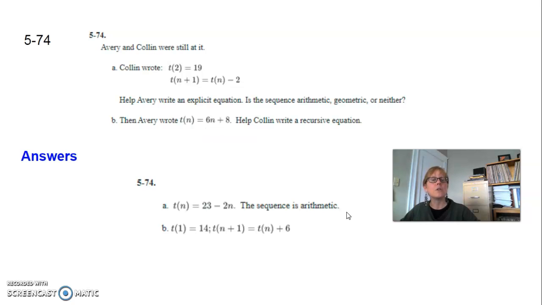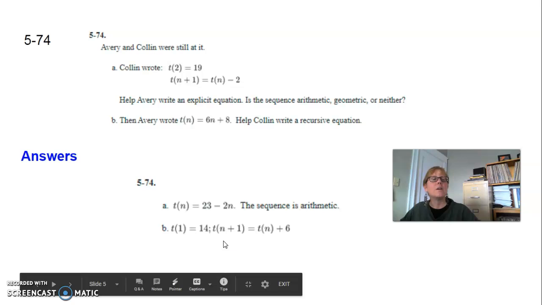So that tells you just add 6 each time. So basically, T of n plus 1 is equal to T of n plus 6. I don't know why they have T of 1 is equal to 14 here. I didn't really think that was important. So if you did not have that, that's okay. I'm not sure why they asked for that or what that was all about.